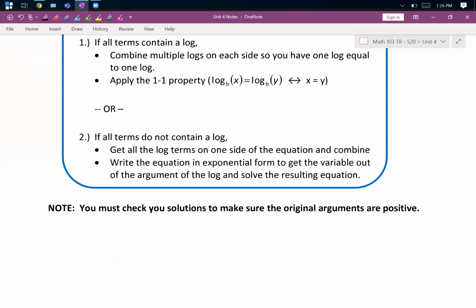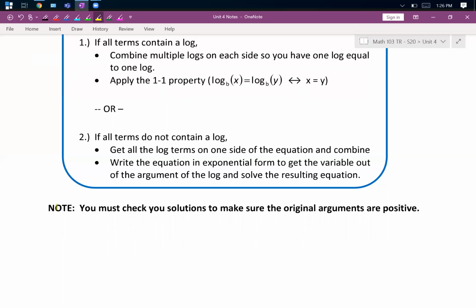In order to rewrite it in exponential form, we need to have a single log equal to a constant. So again, it may not be ready to go. We might have to combine logs to accomplish one log equal to a constant. Once we get it there, we'll rewrite it in exponential form and solve the equation.